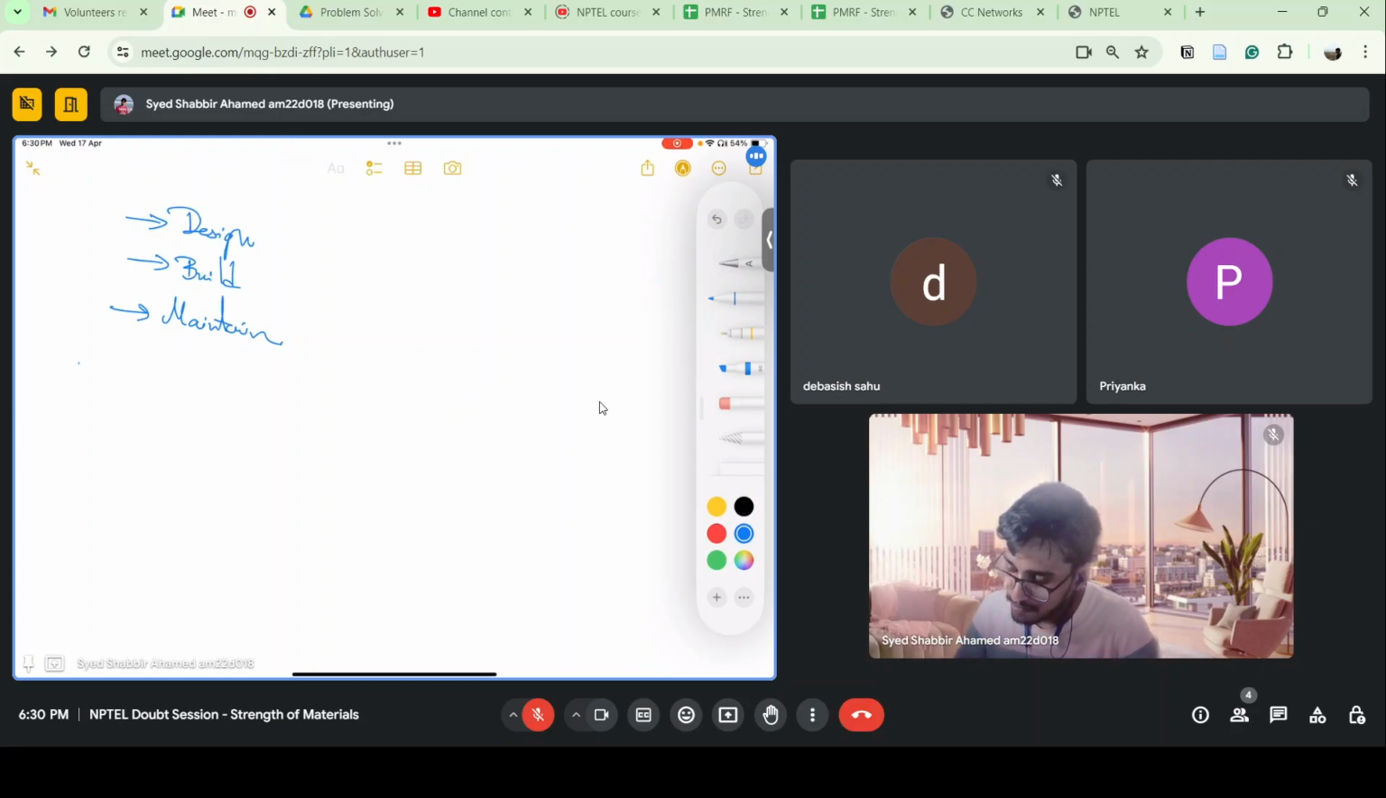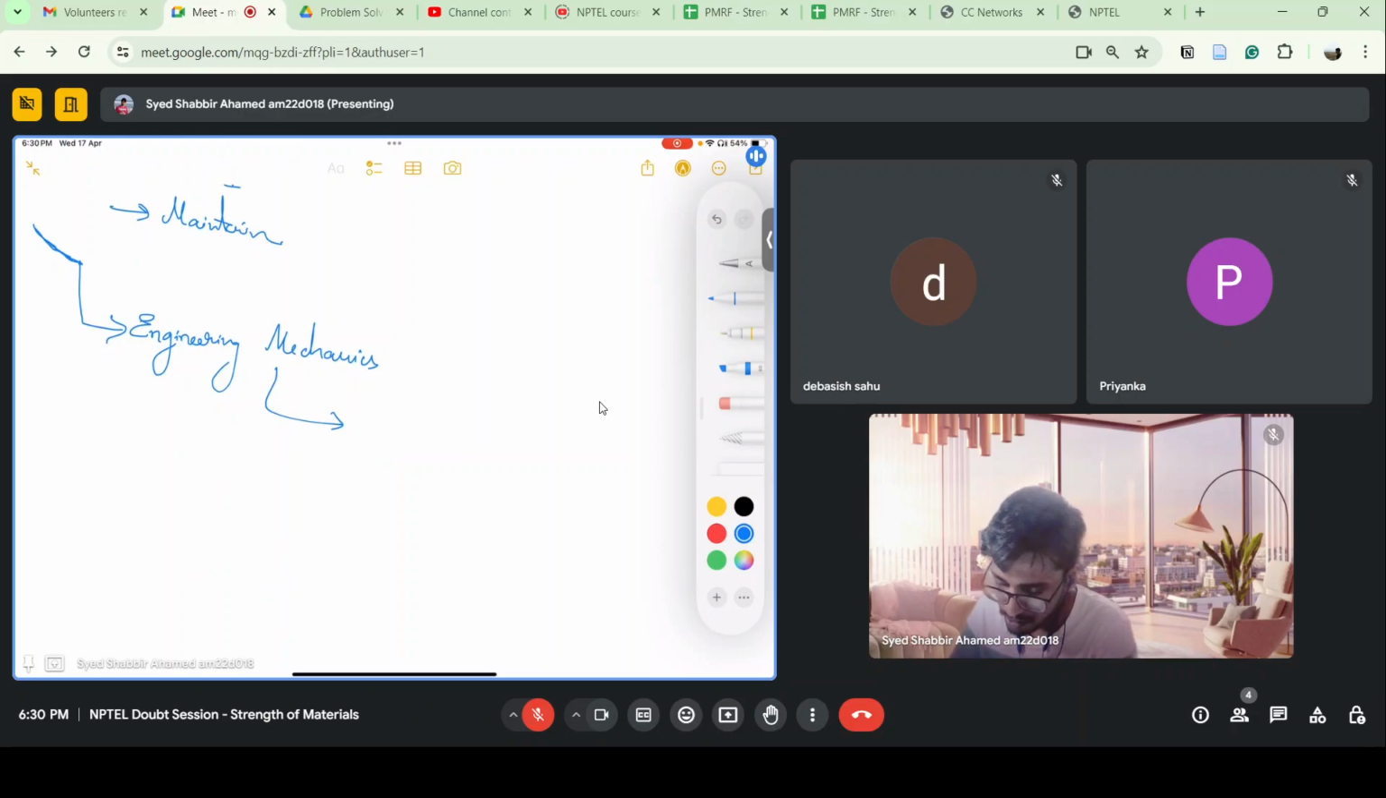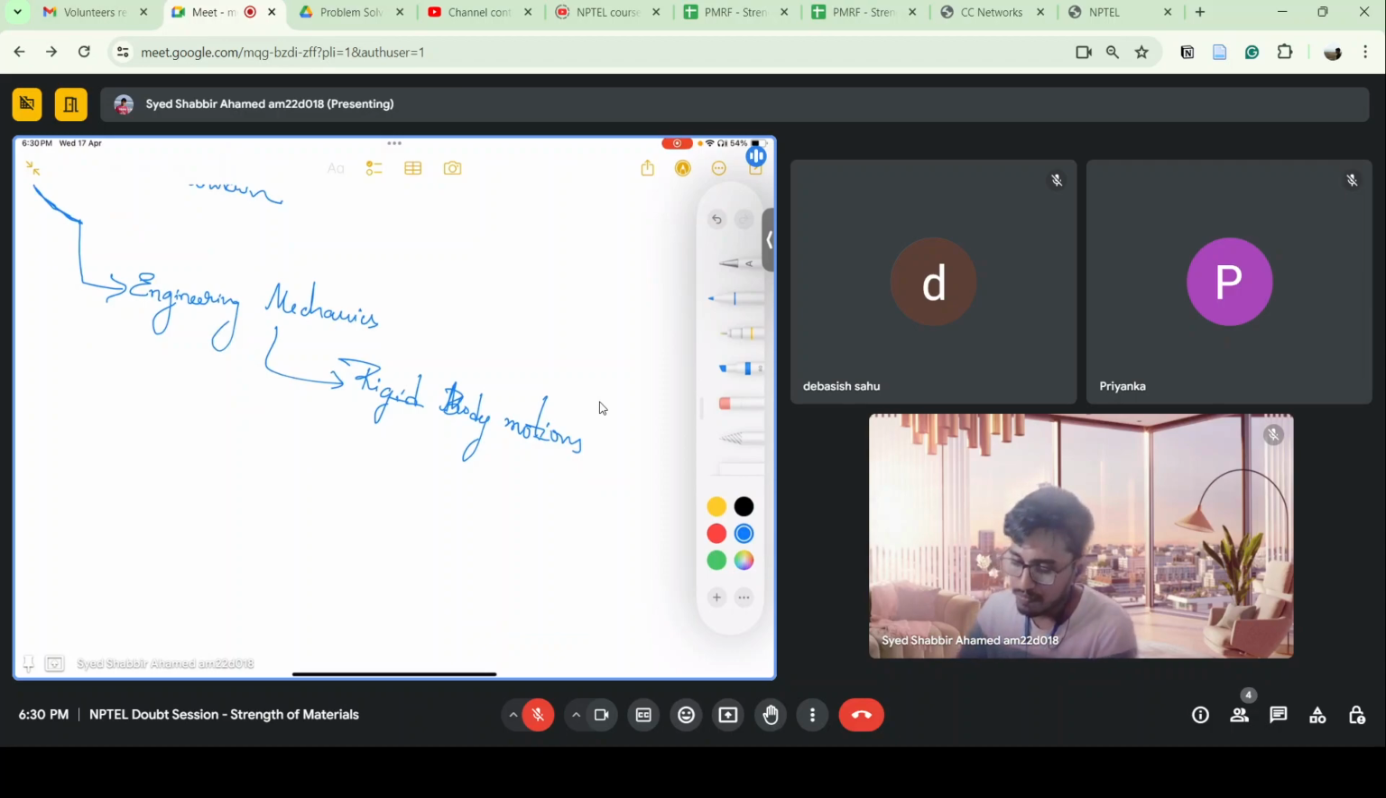So in this course, first, let's see what we have learned. We have seen that whatever we have learned in engineering mechanics mostly deals with rigid bodies. In engineering mechanics, we learn rigid body motion and everything related to that: kinematics, kinetics, statics, everything. When we go to friction and all, different things we learn in engineering mechanics.